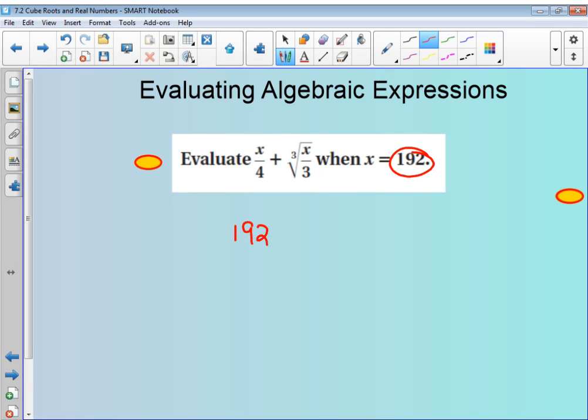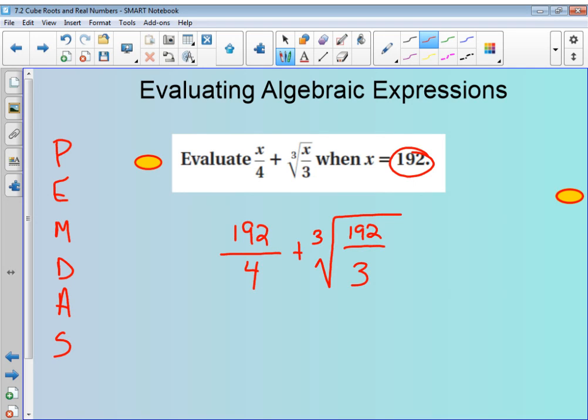Where I have an x, I'm going to put 192. So I have 192 divided by 4 plus the third root, or the cubed root, of 192 divided by 3. Okay, so our first step is to always simplify wherever possible. Normally we follow PEMDAS, correct? Parentheses, we don't have any. Exponents or roots would be our next step. So I want to simplify within this if I can to begin with, and then find the cubed root of that.